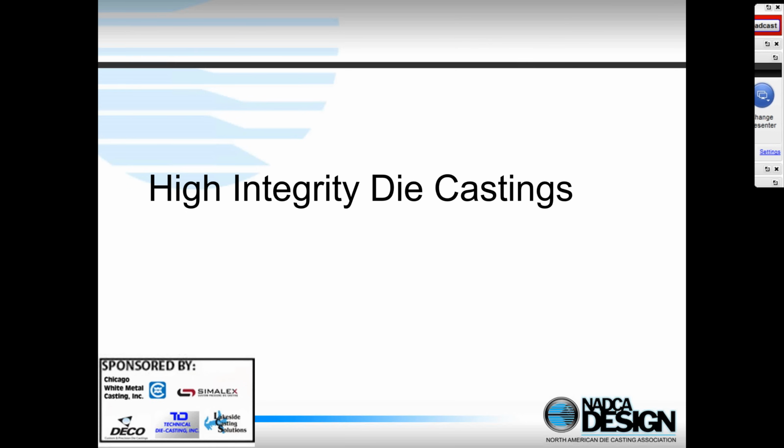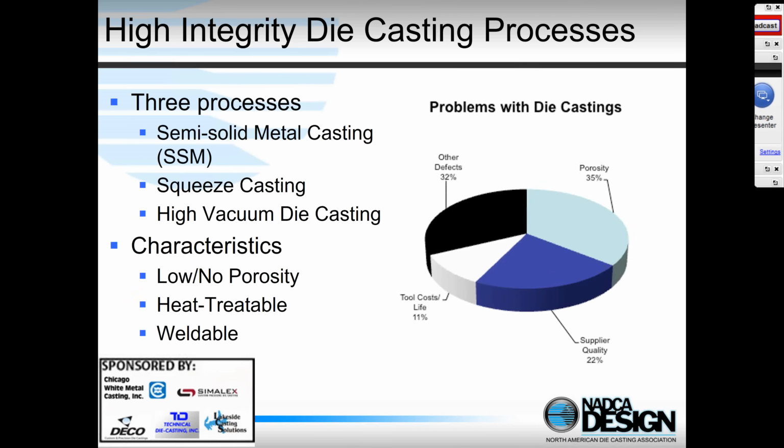It's really difficult or impossible to change a die from conventional die casting to high vacuum to squeeze casting to semi-solid casting. The processes are just too different. But that means you have to design up front for these processes, but there's a cost penalty associated with these processes compared to conventional die casting, so you need to make sure you use it. So there's going to be three processes we're just going to talk about here briefly: semi-solid metal casting, squeeze casting, high vacuum die casting, and characteristics are much lower or no porosity, heat treatable castings, and weldable castings.